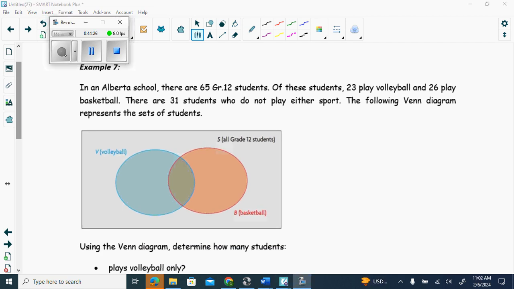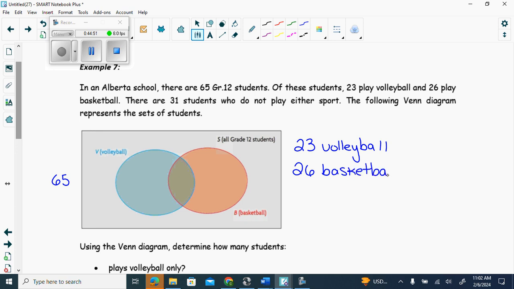All right. So in an Alberta school, there are 65 grade 12 students. So once again, we have that 65 on the outside, because that's our total. Of these students, 23 play volleyball. 26 play basketball. Could people be playing both? Yes, in our school we have people who play volleyball and basketball. Okay, there can be overlap. All right. There are 31 who do not play either. 31, neither. So that goes on the outside, correct? We put the 31, it's neither.